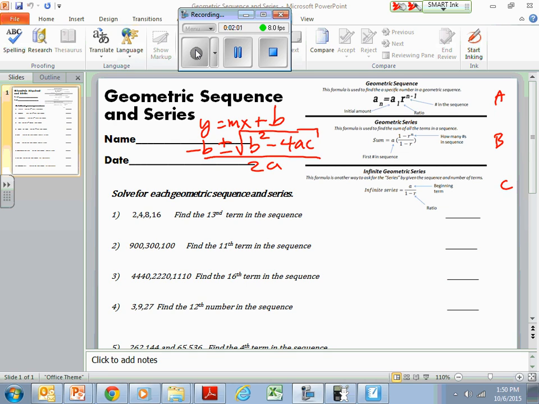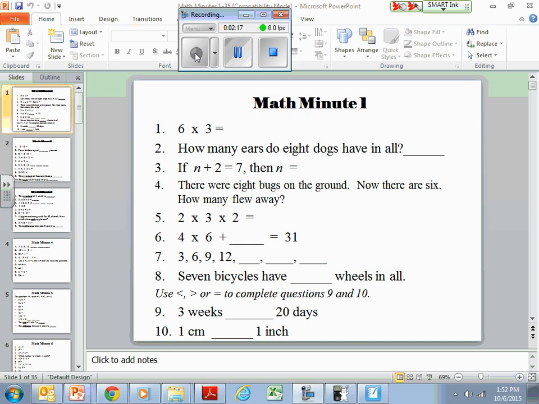What if they don't know what a sequence is? As far as numbers are concerned, anybody know what a sequence is? All right, 3, 6, 9 is a sequence. Anybody know the next 3 numbers in the sequence? 12, 15, 18. That is correct.